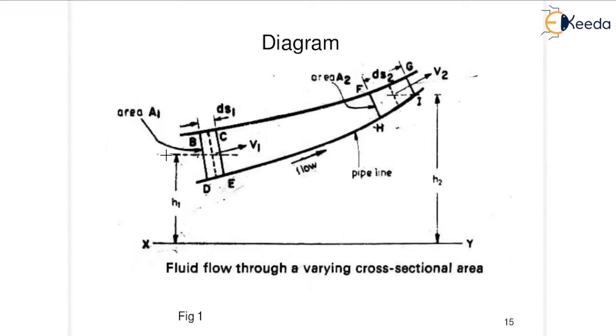So you can see fluid flow through a varying cross-sectional area. This is area A1. This is area A2. These are points B, C, D, E, F, G, H, I.